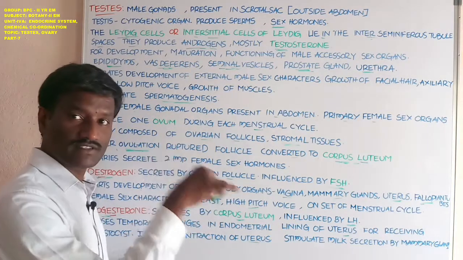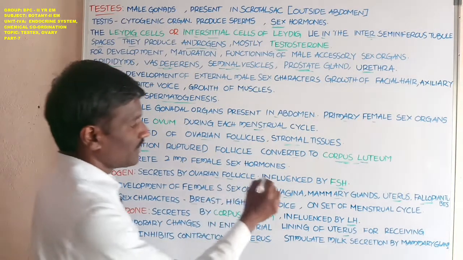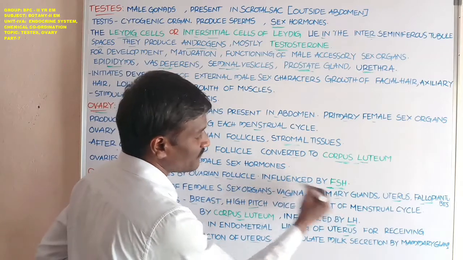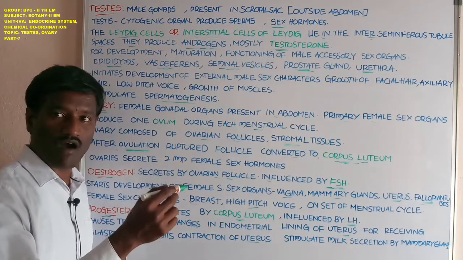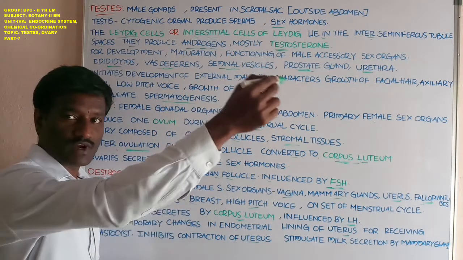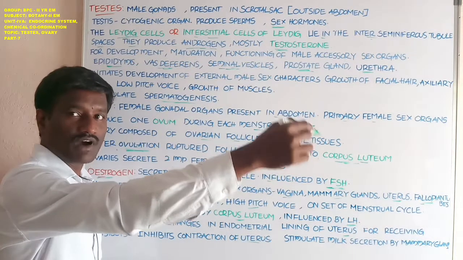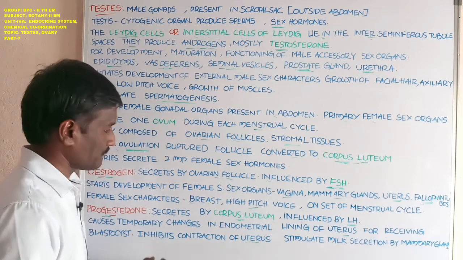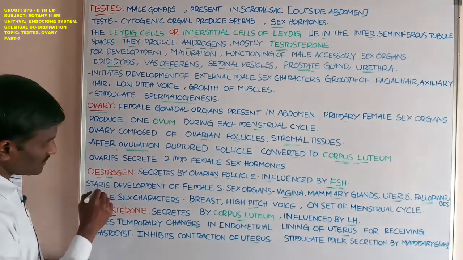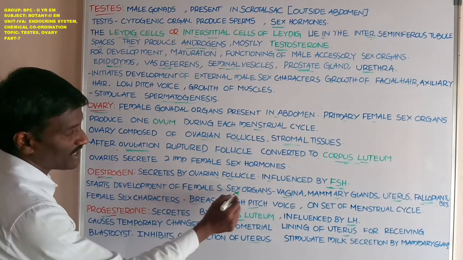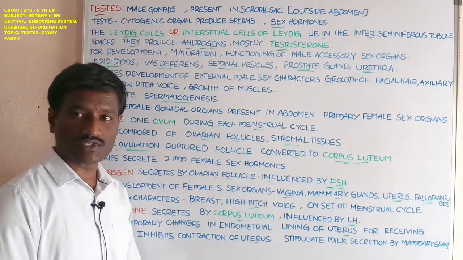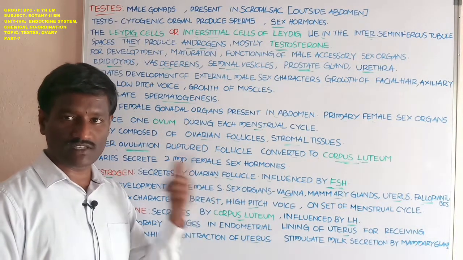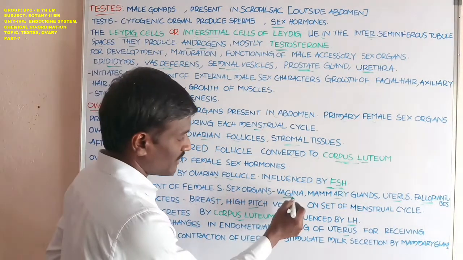Ovarian follicles are present in each ovary. Under the influence of FSH, follicle stimulating hormone, produced from the anterior pituitary of the pituitary gland, the master gland of the endocrine system, estrogen starts the development of the female sex organs, like the vagina.